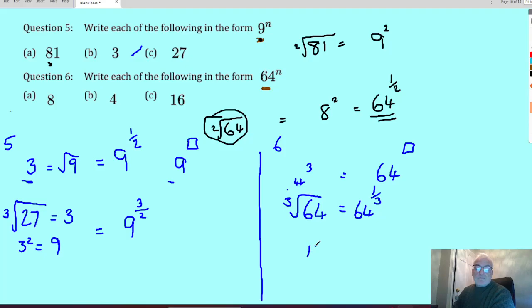And 16 this time, similar to the last one on question 5. I can't easily get from 16 to 64 using full powers. So if I can square root that, that will give me 4. And then if I cube 4, that will get me to 64. Okay, so thinking what we're doing there, we're going to do 64 raised to the 2/3 power.